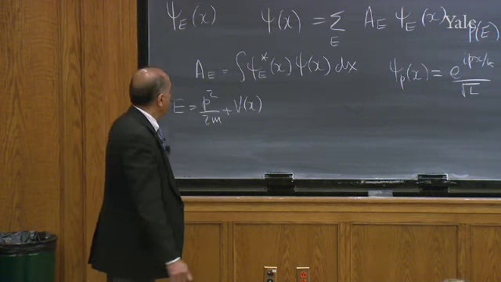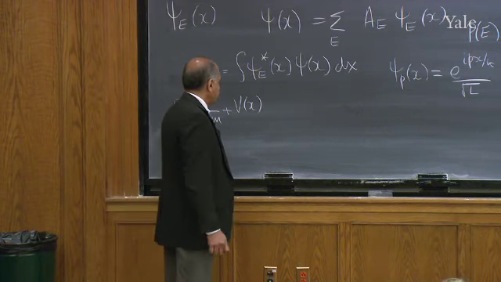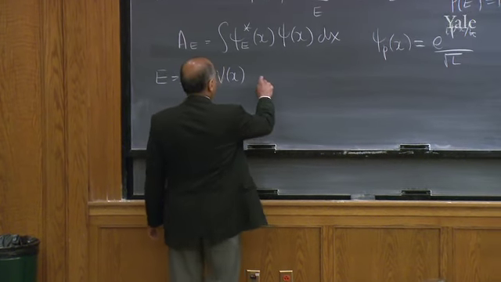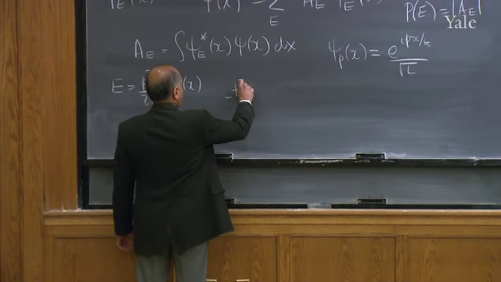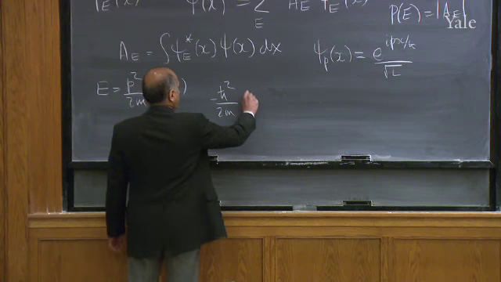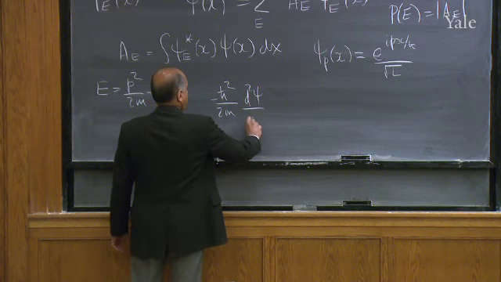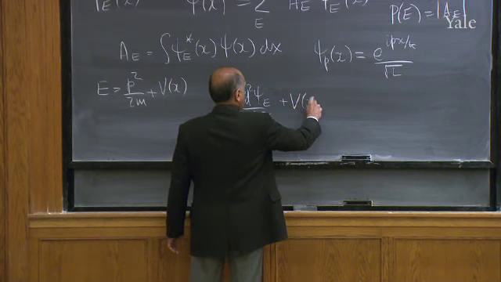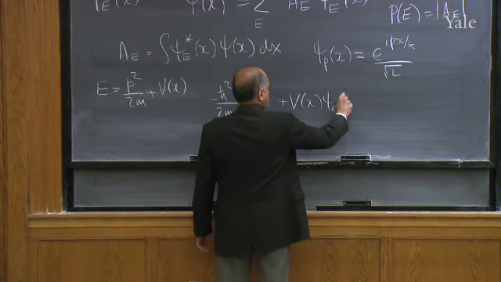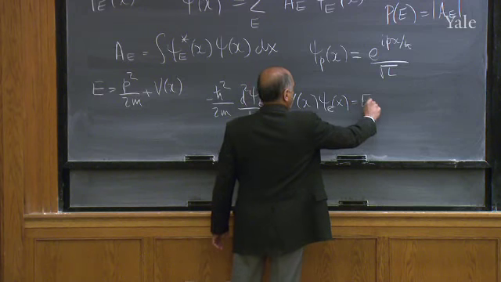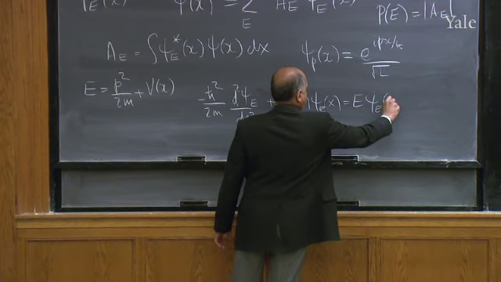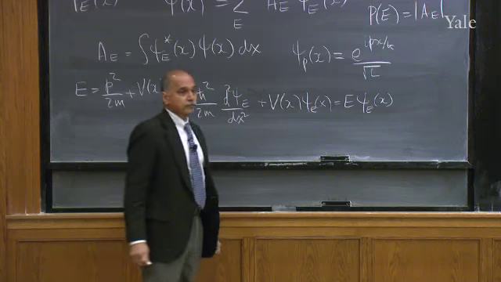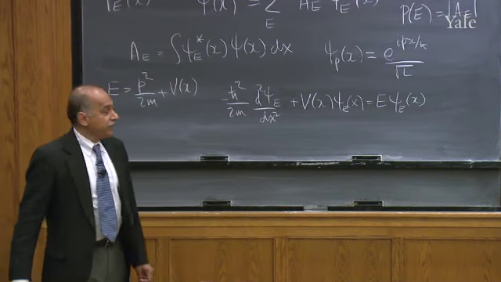And what is the rule? The rule is the following. You have to solve the following equation, called the Schrodinger equation, d2 psi over dx squared plus V of x psi of x equals E times psi. We just have to solve this equation.